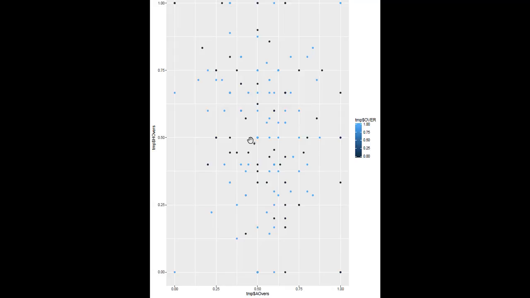So I'll look at the bottom left corner. So say I look at all the games where both the home and away team have very low overs rates. So the bottom left corner.